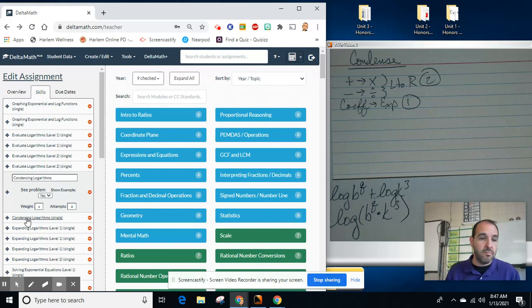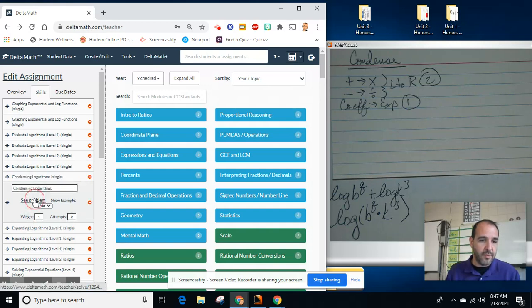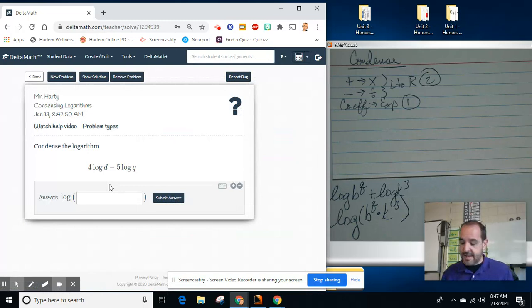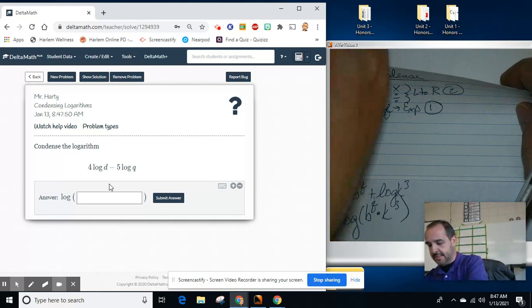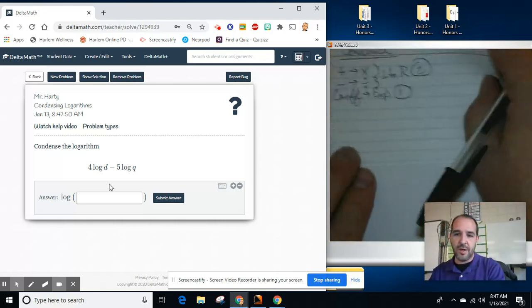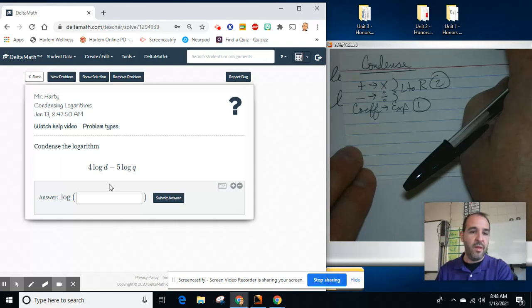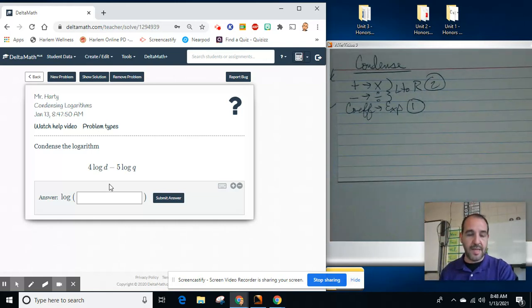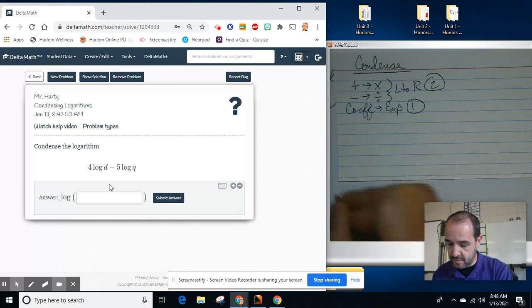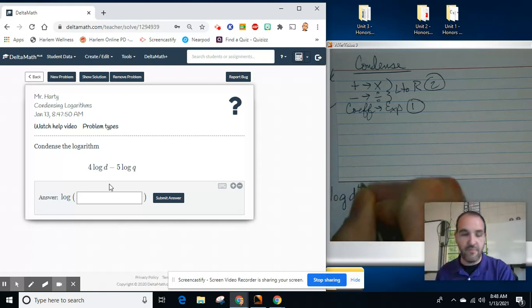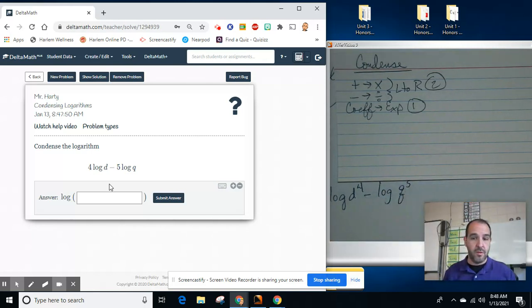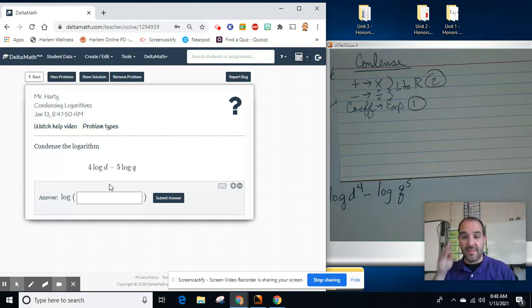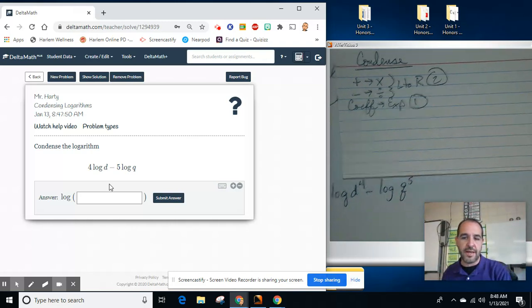Now, condensing. Oh dear. There we go. Same idea. I'm looking at this and I'm going, okay, let me move that down a little so I can have some more paper room. Same thing. Exponents become coefficients. Log d to the 4th minus log q to the 5th. Notice I didn't take the negative with me in my exponent on the fifth. The signs need to stay where they're at. Just the numbers, what you're taking.